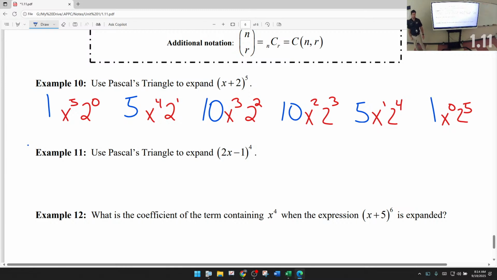Now we're about 90% done. Actually, we're more than that. We're done, except we just got to simplify it. 1 times x to the fifth times 2 to the 0. Anything to the 0 power is 1. So this is just going to end up being x to the fifth. This is 5, x to the fourth, 2 to the 1. And 2 to the 1 is 2. So 2 times 5 is 10.